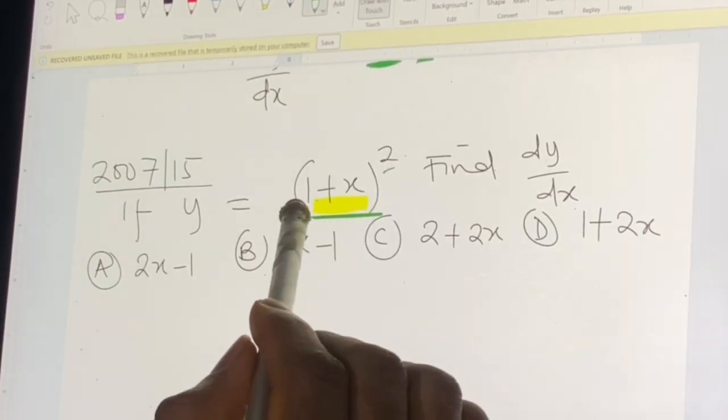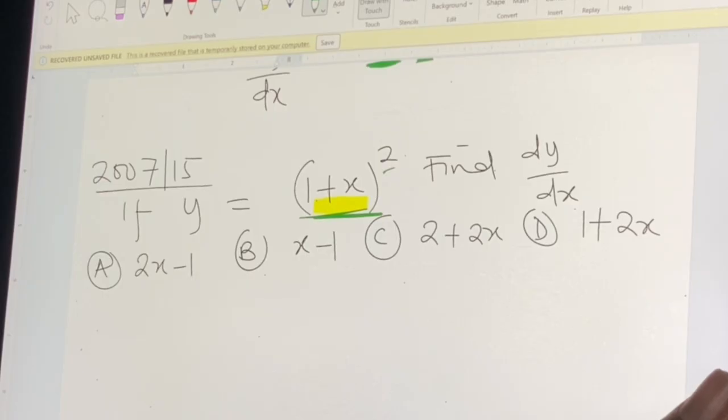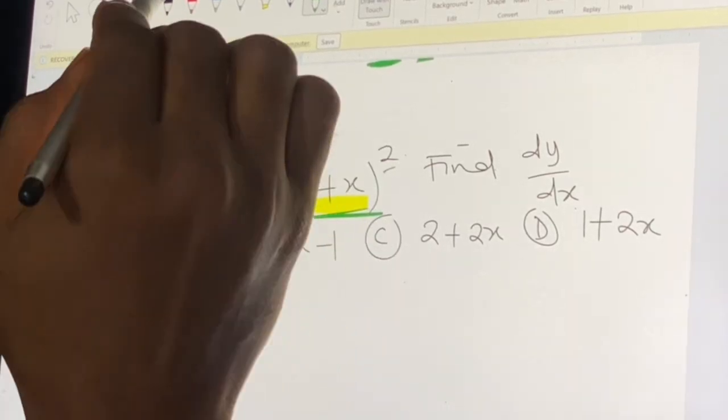This particular function is said to be chain function. Please take note. So how do we identify chain function? Whenever we have inner and outer, it means that that particular function is said to be chain function. Please take note. Now let's solve this here. Solution.